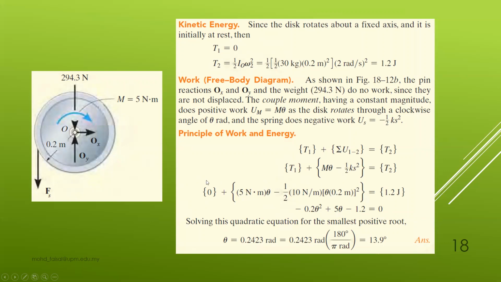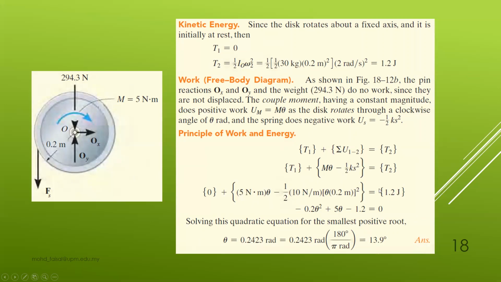Then everything on the left is clear now. Then you will just put this T2. After these things happen, then you already calculated up here, that is equal to 1.2 joule, due to this rotation.